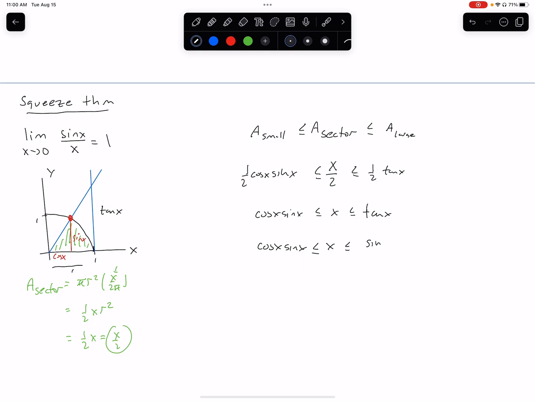Sine of x over cosine of x. And I'm going to flip everything. Well, I don't want to flip that. No, let's not do that. Okay, let's just leave it like this.